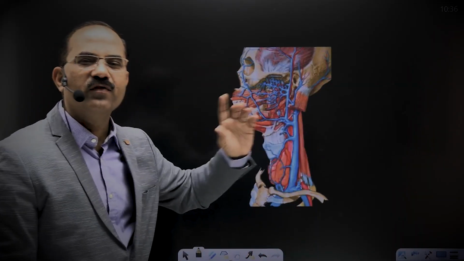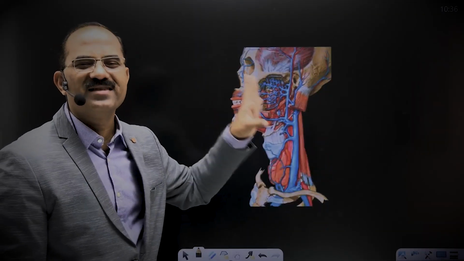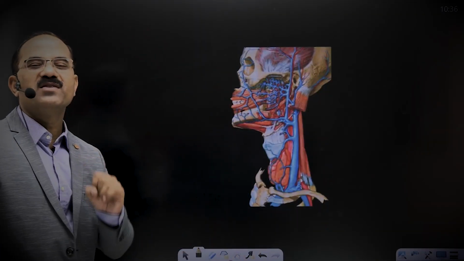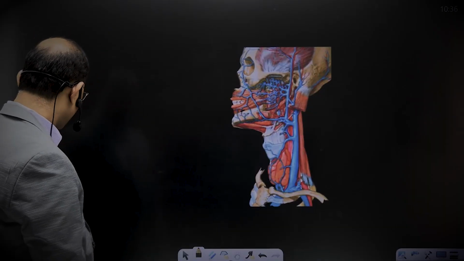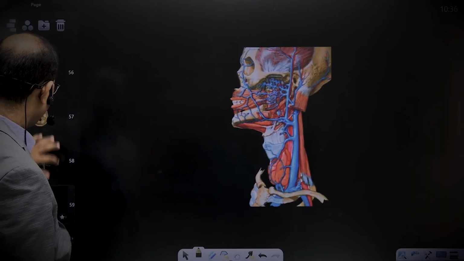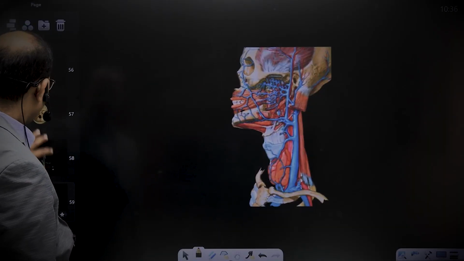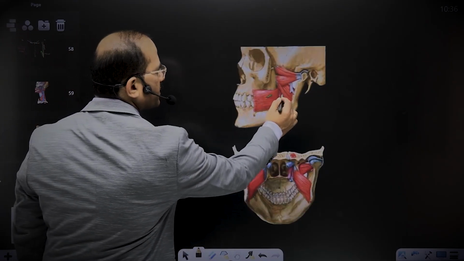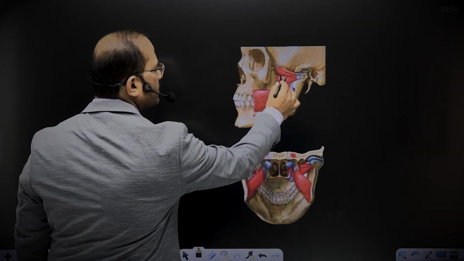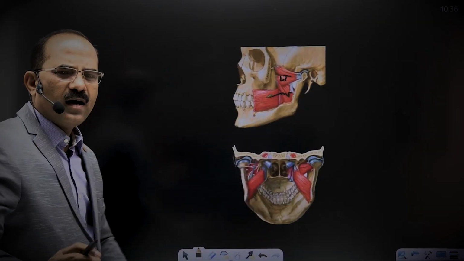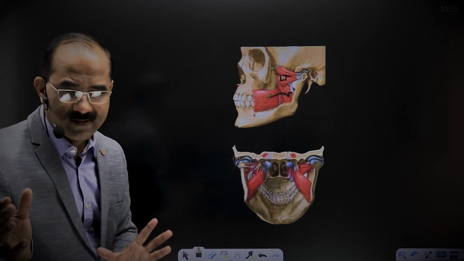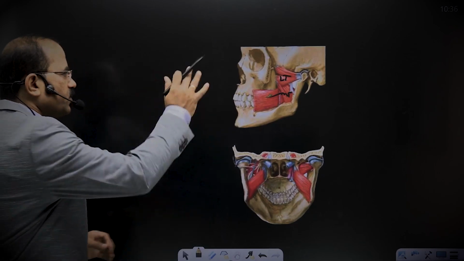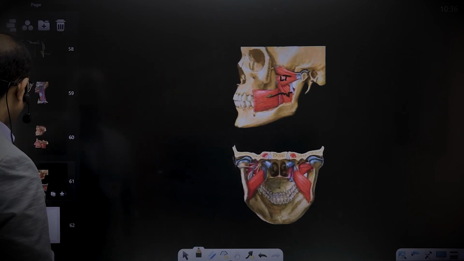Deep to the pterygoid venous plexus lies what? The medial and the lateral pterygoids. There's a nerve which comes in the infratemporal fossa. What is this nerve? Any guesses? So these are the medial and lateral pterygoids. Just have a look at this. This muscle is the medial pterygoid. And this is the lateral pterygoid muscle. We'll see the pterygoids separately in the muscles of mastication. Now we are just discussing the infratemporal fossa. So those are the medial and the lateral pterygoid, students.